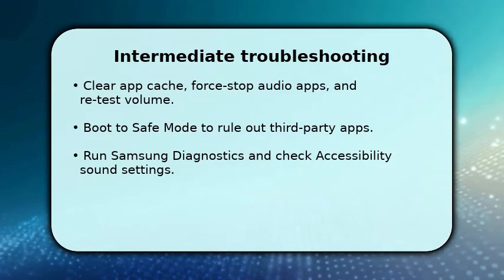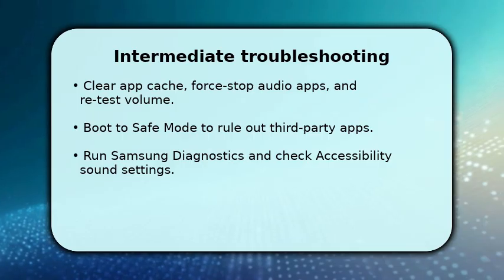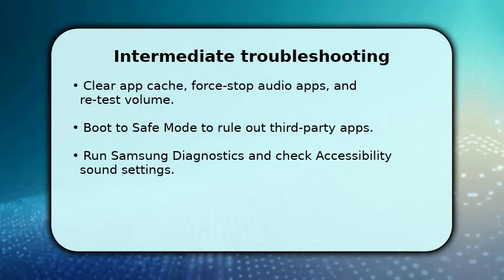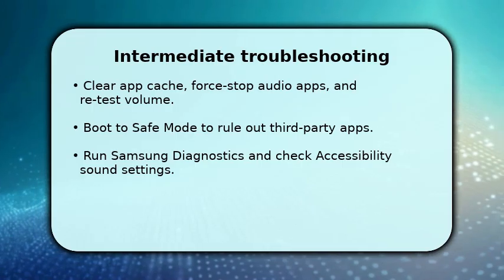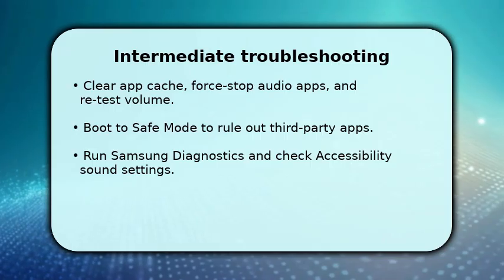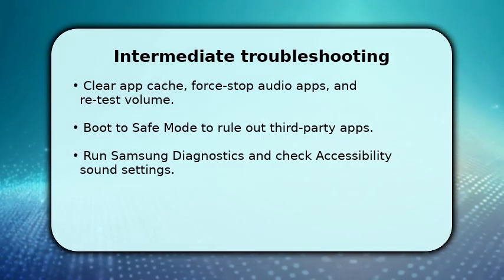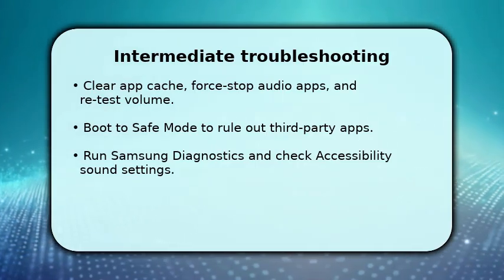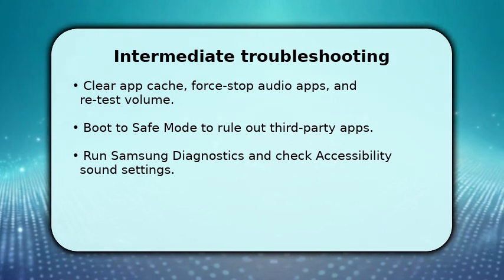Next, target software conflicts and corrupted settings. You clear cache for the affected app, force stop, and reopen it. This often restores proper volume. If that fails, boot into safe mode so only system apps run. A normal volume there means a third-party app caused it. Run Samsung Members diagnostics for speaker and microphone tests, and review accessibility options like mono audio or balance sliders that could shift output. Make sure system updates are installed. They can include important audio driver fixes.